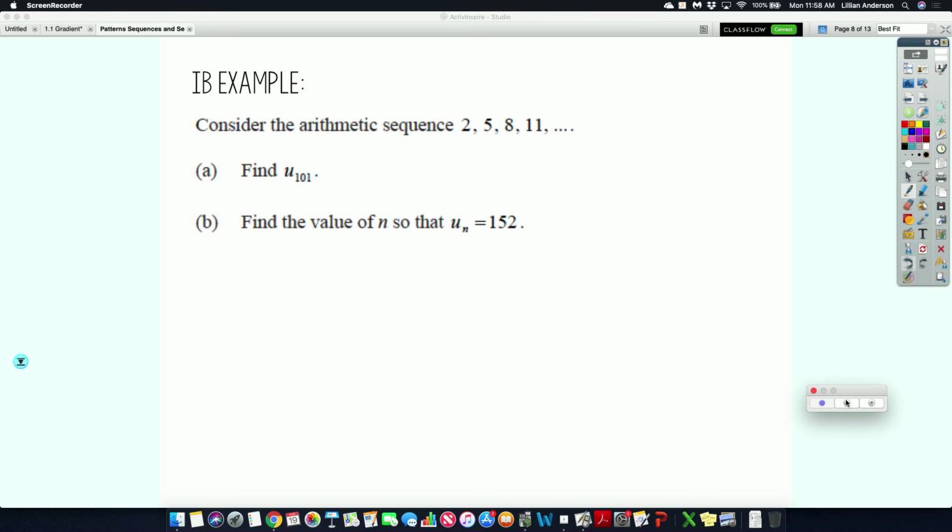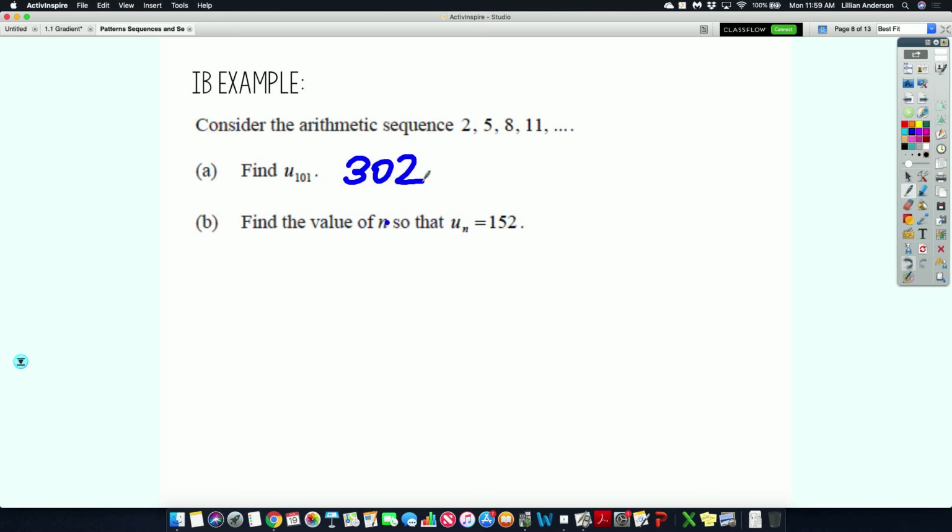All right, so Chris, what did you get for A? 302? Yes, it is 302. So all we do is, this notation basically is asking for the what? The 101st term. Okay, so you're plugging in 101 for N, 2 for U1, and solving it out. And for B, it's asking you to find the value of N, aka the what? What does N represent? Number of terms. I'm looking for the number of terms, and I have the Nth term, which is 152.